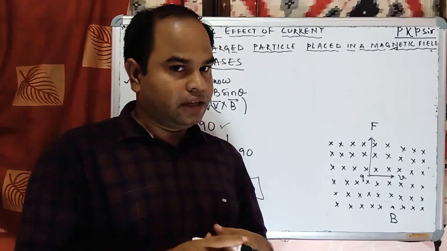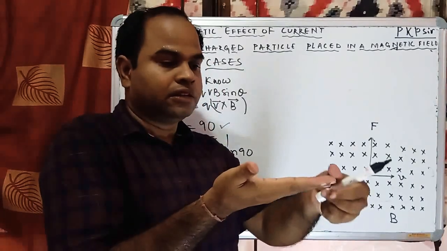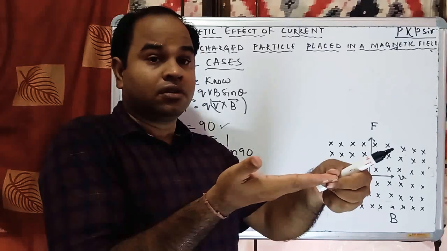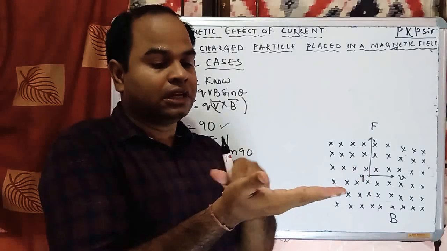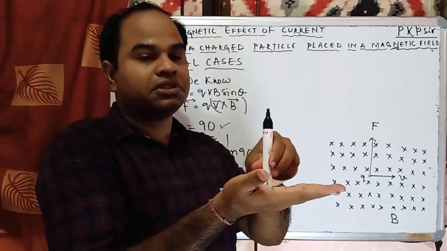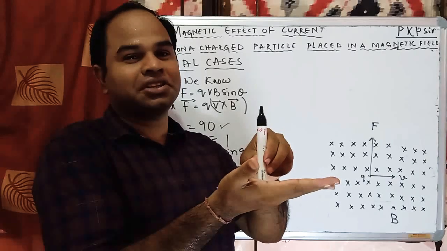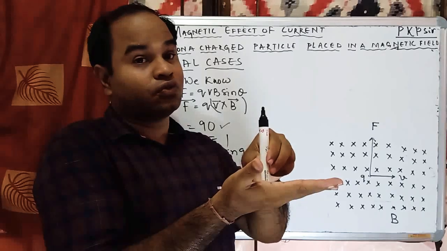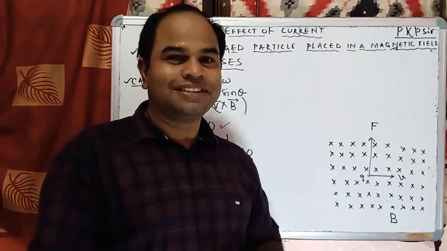Again, let me repeat. Take your right hand: the direction of this finger represents the direction of motion of the charged particle. The direction of this palm represents the direction of the magnetic field, and the direction of this thumb represents the direction of the force. Okay, we will see more in the next video.